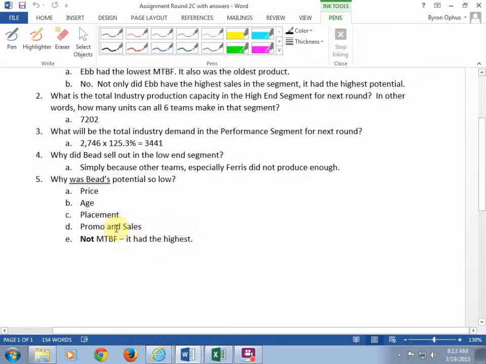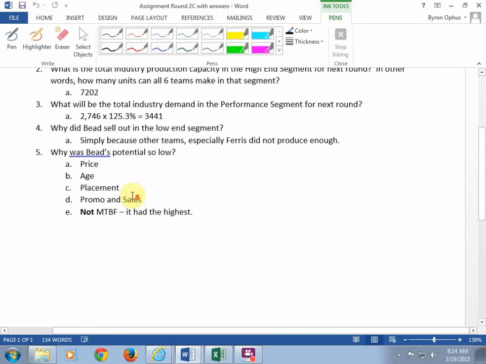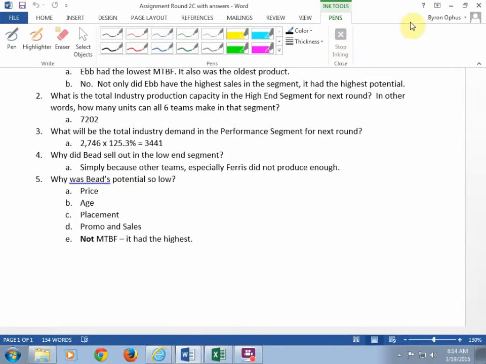So the customers didn't really care about MTBF, but they cared about price. And in Bead's case, their potential was really low because their price was really high. Their potential was also low partly because their age was not near the ideal. I think their age was quite a bit lower, if I'm not mistaken. And it wasn't placed all that well.